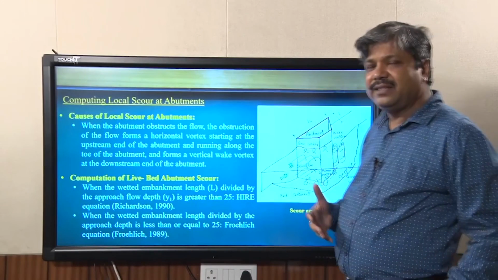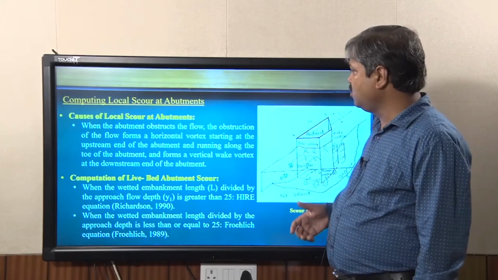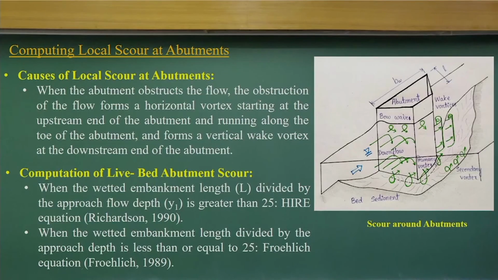The scouring mechanism at an abutment also depends upon the obstruction of the flow, which forms a horizontal vortex, and the flow running along the toe of the abutment forms a vertical wake vortex at the downstream. That's what we are talking about: how the vortex formation happens.